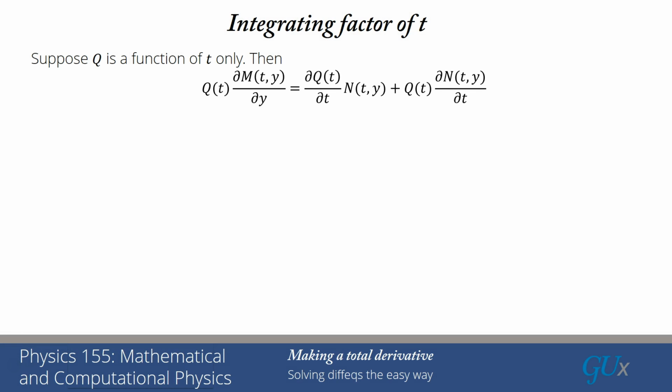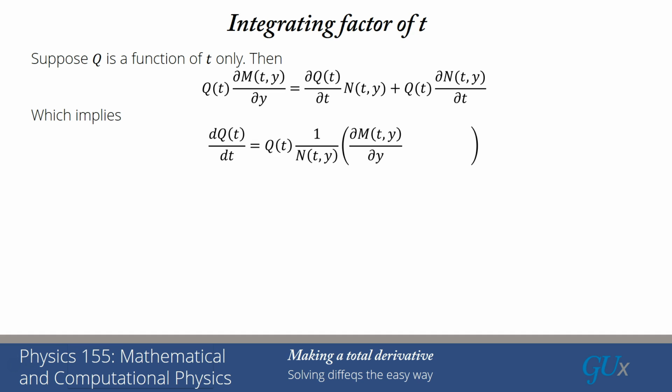Now what I'm going to do is gather all the terms that are multiplying q(t), and then look at the coefficient of those terms. So I'm going to have a dq/dt equal to something. Okay, so we can rearrange it to dq/dt is equal to q(t) times 1 over N(t,y) times the partial derivative of M with respect to y minus the partial derivative of N with respect to t. Now, if q is just a function of t, this object that multiplies q(t) must also just be a function of t.